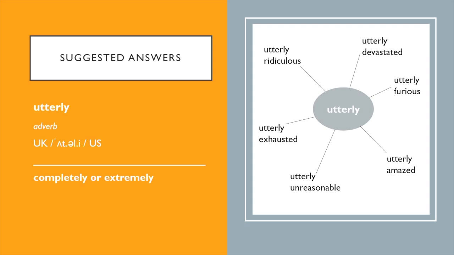Here are just some of the adjectives which collocate with utterly, utterly meaning completely or extremely. For example, utterly devastated, utterly furious, utterly amazed, utterly unreasonable, utterly exhausted, or utterly ridiculous. So, how many of these did you have on your list?